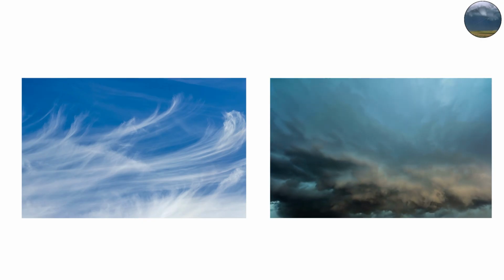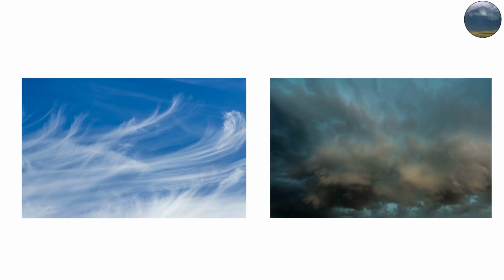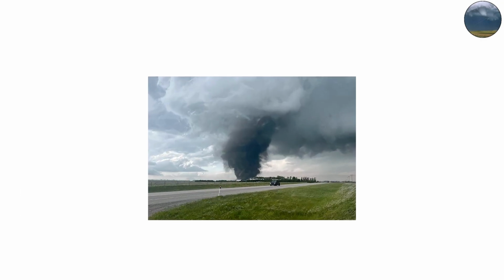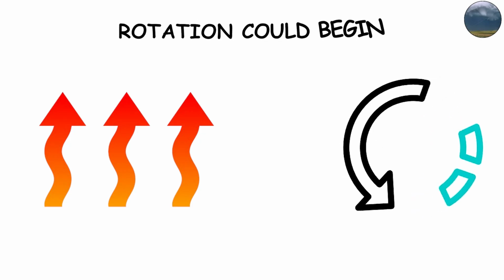The last piece is wind shear, which means wind changes its speed or direction at different heights. This creates horizontal tubes of spinning air across the sky. When rising warm air tilts those tubes vertically, that's the first sign that rotation could begin.